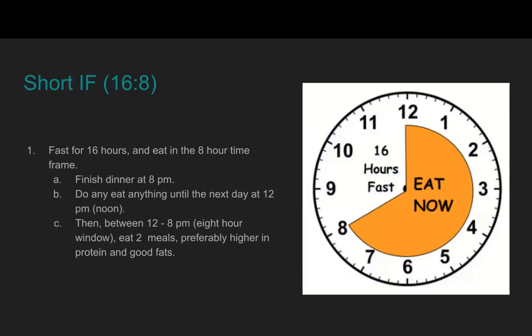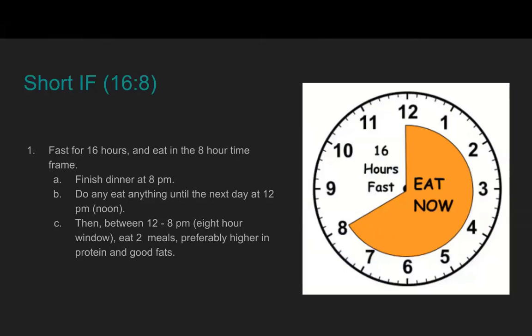So say you finished eating dinner today at 8 p.m. Then you will not eat anything the rest of the evening or overnight. You would then skip breakfast in the morning and go straight to lunch, and that would be at noon. So basically, you have fasted for 16 hours, from 8 p.m. tonight until noon tomorrow. Then you have an 8-hour window, from 12 o'clock to 8 o'clock, to eat.